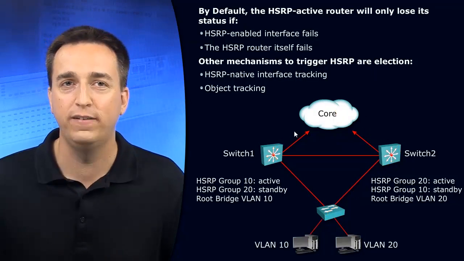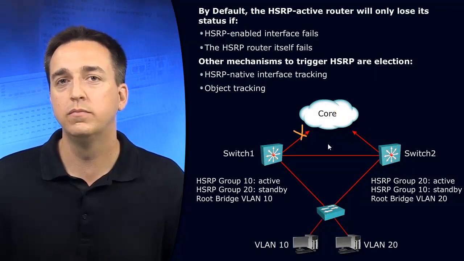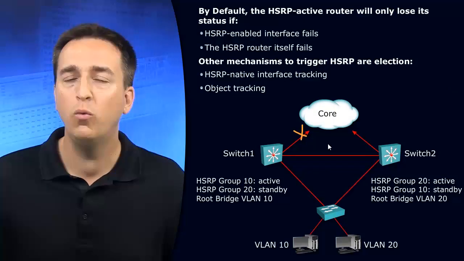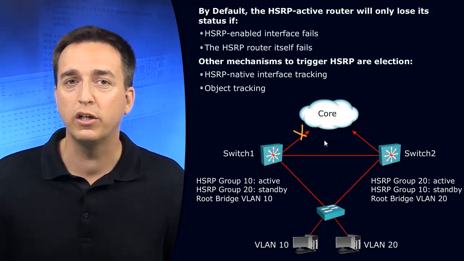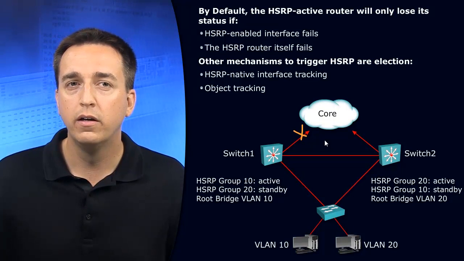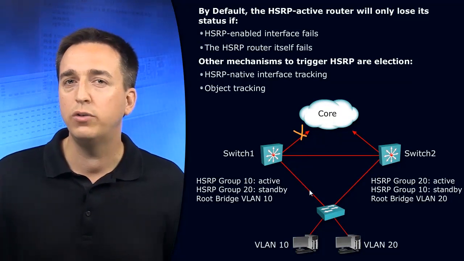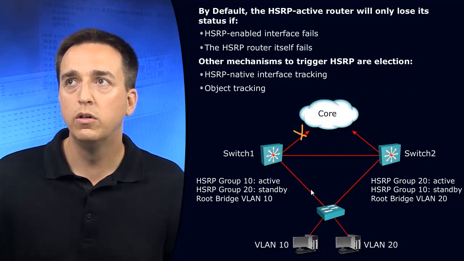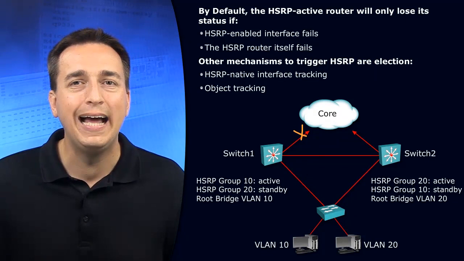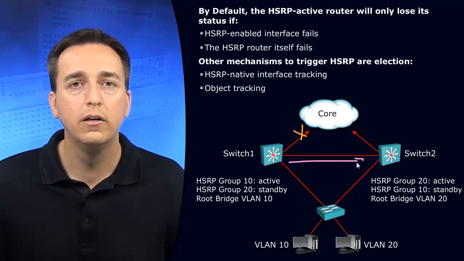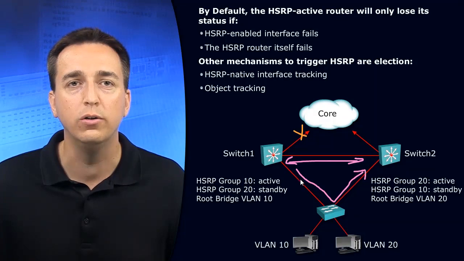But what if this link fails? Do you ever think of that? What if the uplink fails between switch 1 and the core? Does the spanning tree topology have to change? Nope. Is there still the hello packet being exchanged between switch 1 and switch 2?